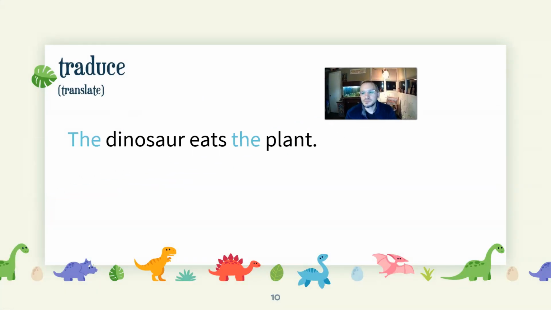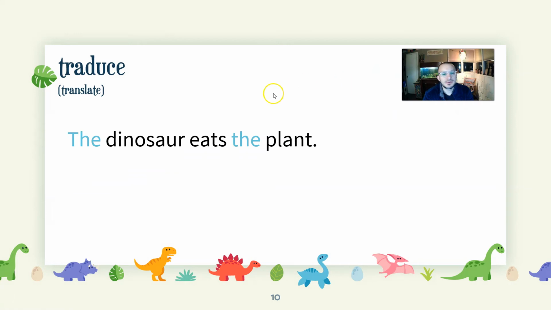So, let's look at some examples of translation and translate these simple phrases from English to Spanish. The dinosaur eats the plant. All right. Before we do this, we have to decide the gender and number of the nouns that we're working with in order to determine the gender and number of the article that we're going to choose. We have a bunch to choose from: el, la, los, las, un, una, unos, unas.